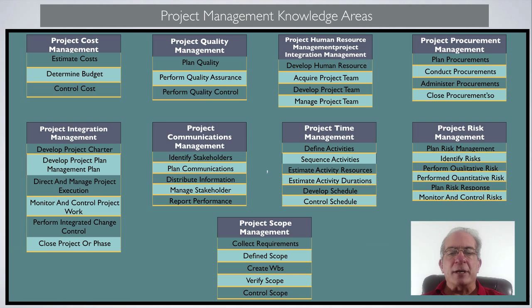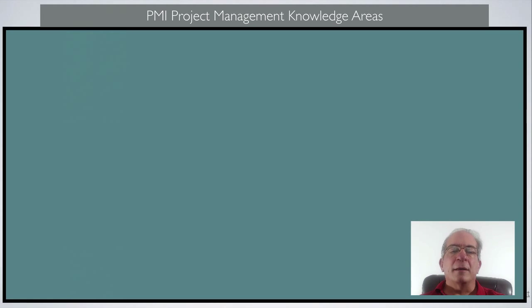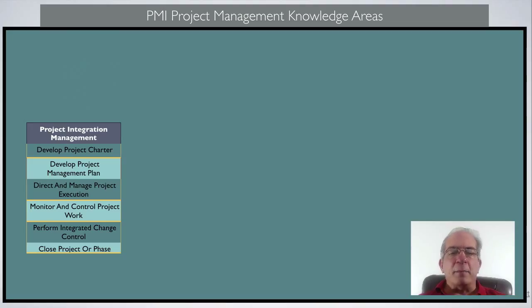Each one of these knowledge areas has specific tasks associated with it. For example, if we look at the project integration management knowledge area, you can see that developing the project charter, develop the project management plan, direct and manage project execution, monitor and control project work, perform integrated change control, close project or phase are the tasks associated with this knowledge area. So project integration management ensures that the various elements of the project are properly coordinated.